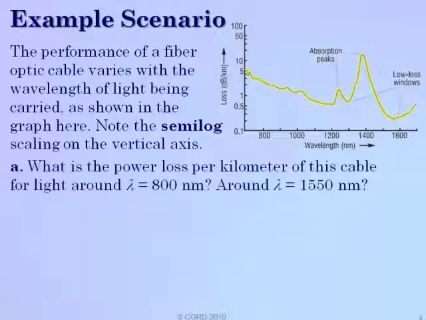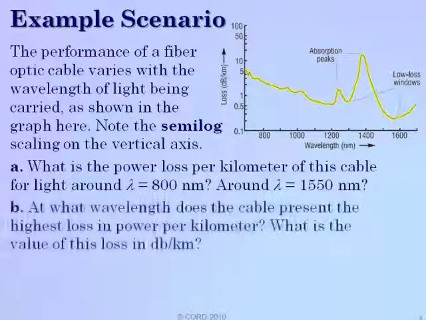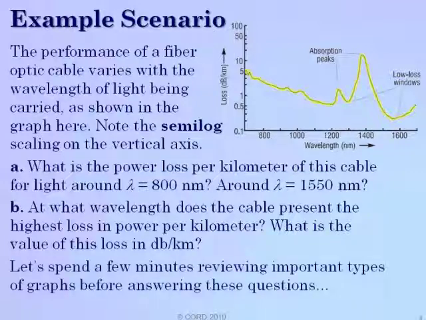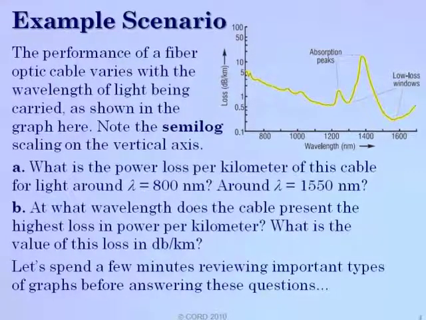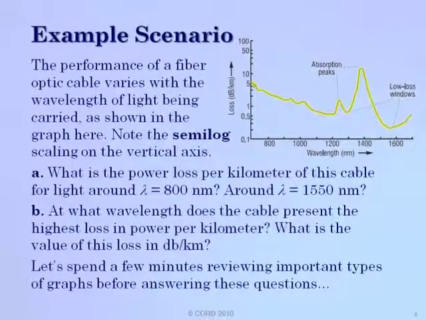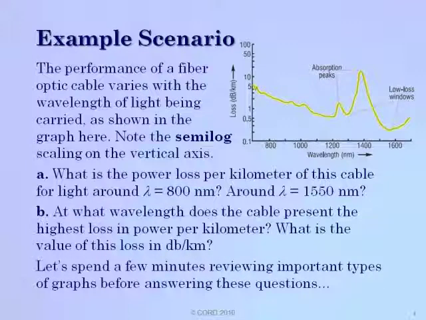Looking at that graph, can you tell what is the power loss per kilometer of this cable for light around 800 nanometers or 1550 nanometers? And at what wavelength does that cable present the highest loss in power per kilometer? And what is the value of that loss? Well, let's spend a few minutes reviewing important types of graphs and look a little bit closer at this logarithmic scaling of the vertical axis.